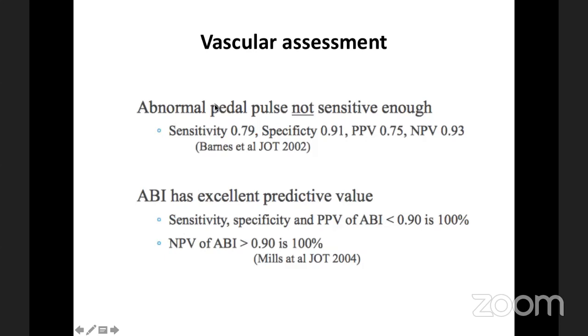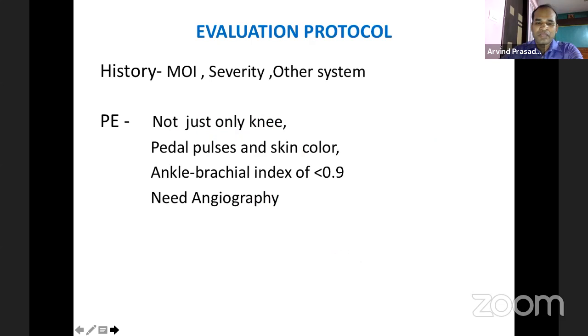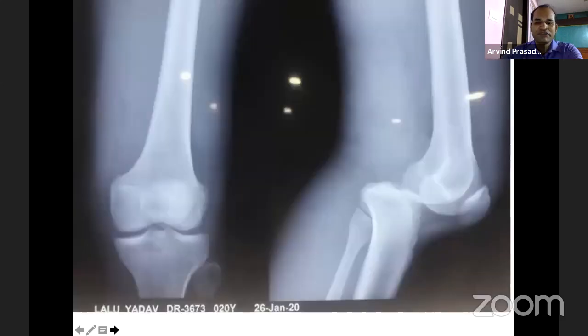Because in vascular assessment, if you see the literature, only the distal pulse is not very sensitive or very specific. But the ankle brachial index has sensitivity and specificity of almost 100%, with both positive predictive value and negative predictive value also. So any ankle brachial index of less than 0.9 should need urgent angiography.